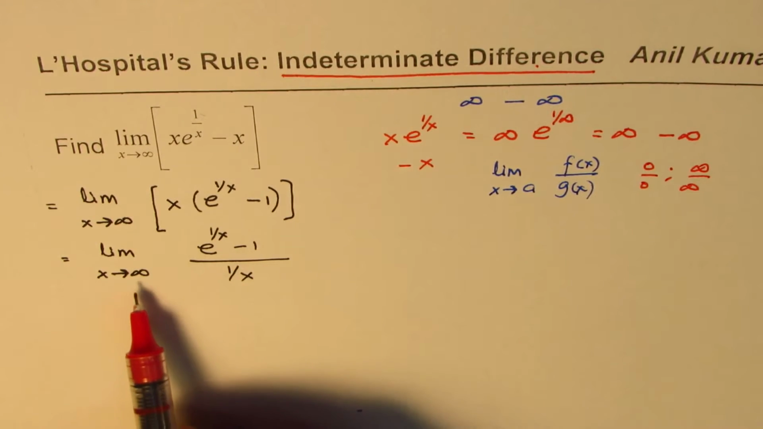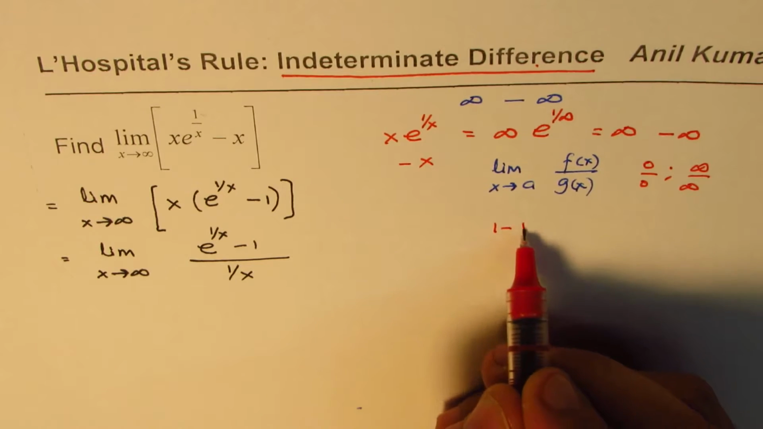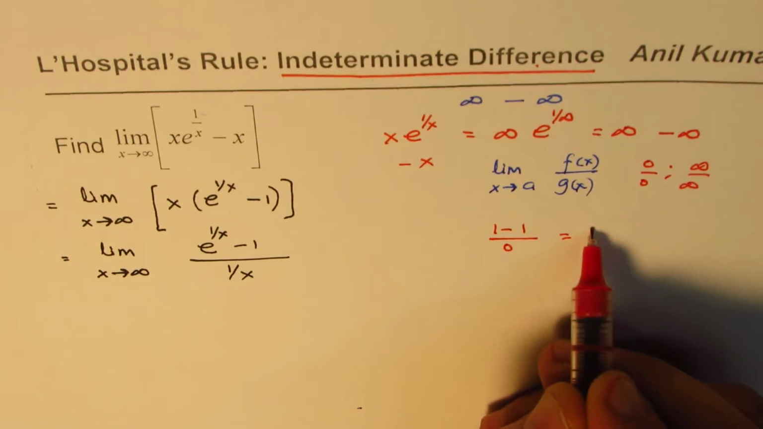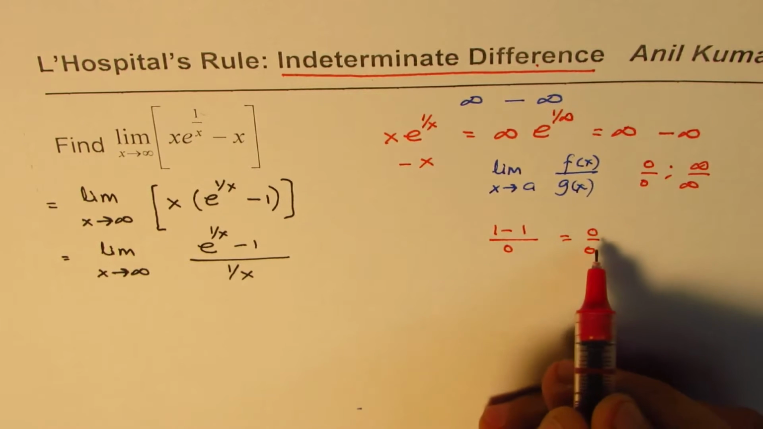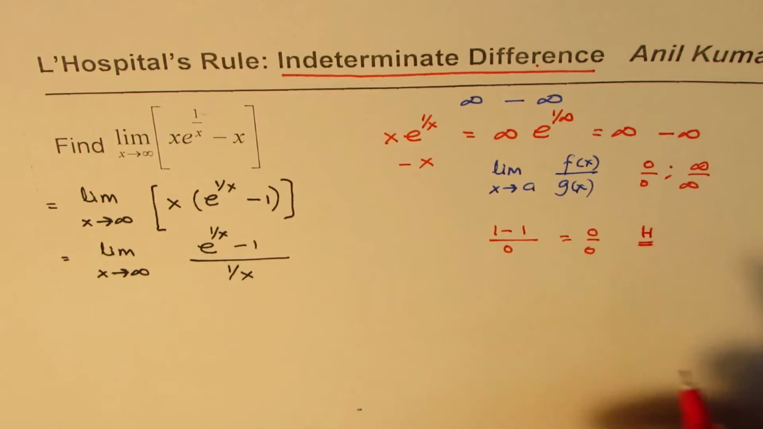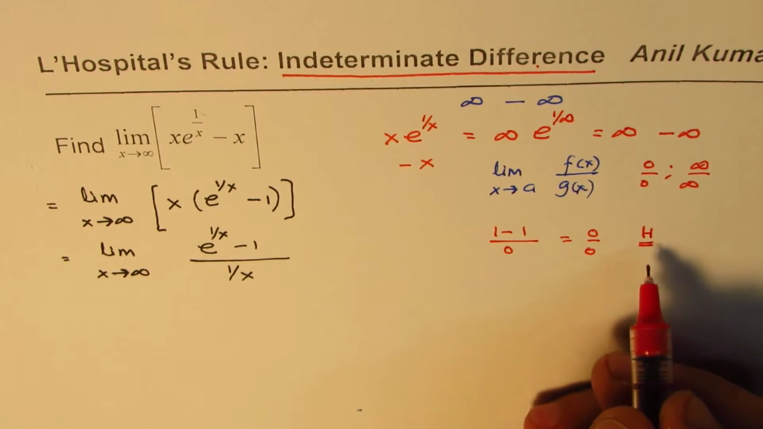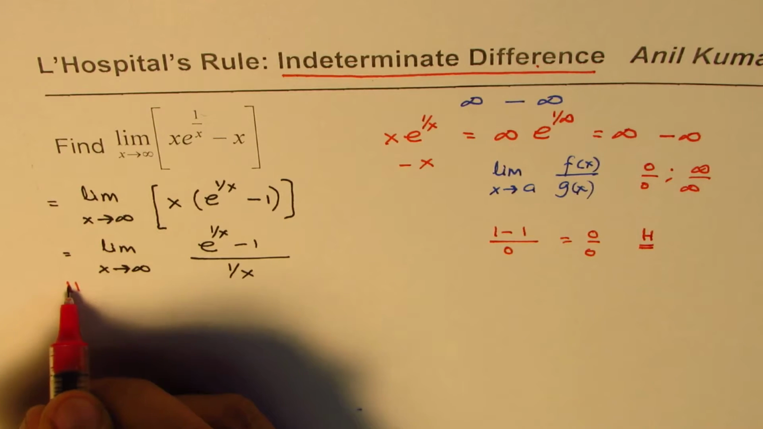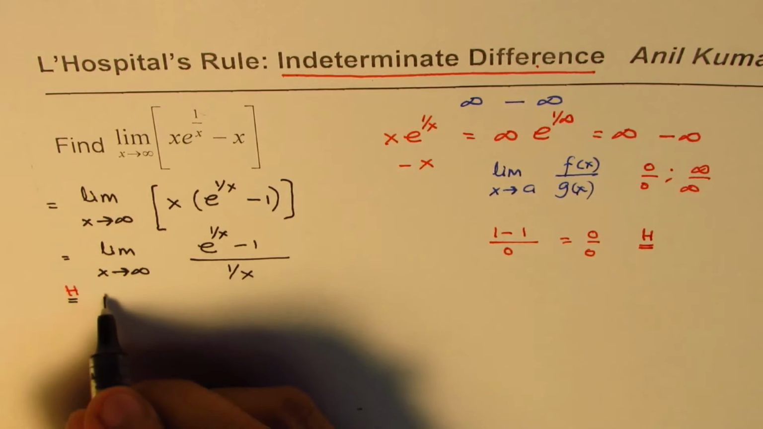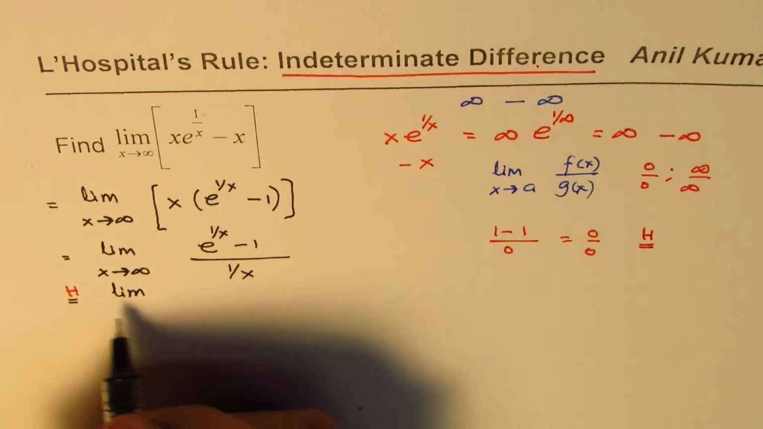So let's check. If I write infinity here, I get 1 minus 1, and 1 over infinity is 0. So we have the form 0 over 0. So we can apply L'Hopital's rule. We normally write it with H, or sometimes LH, whatever, and sometimes we just say it. So we'll apply this rule now. Applying the rule really means that the limit is the same as the limit of the quotient of their derivatives.